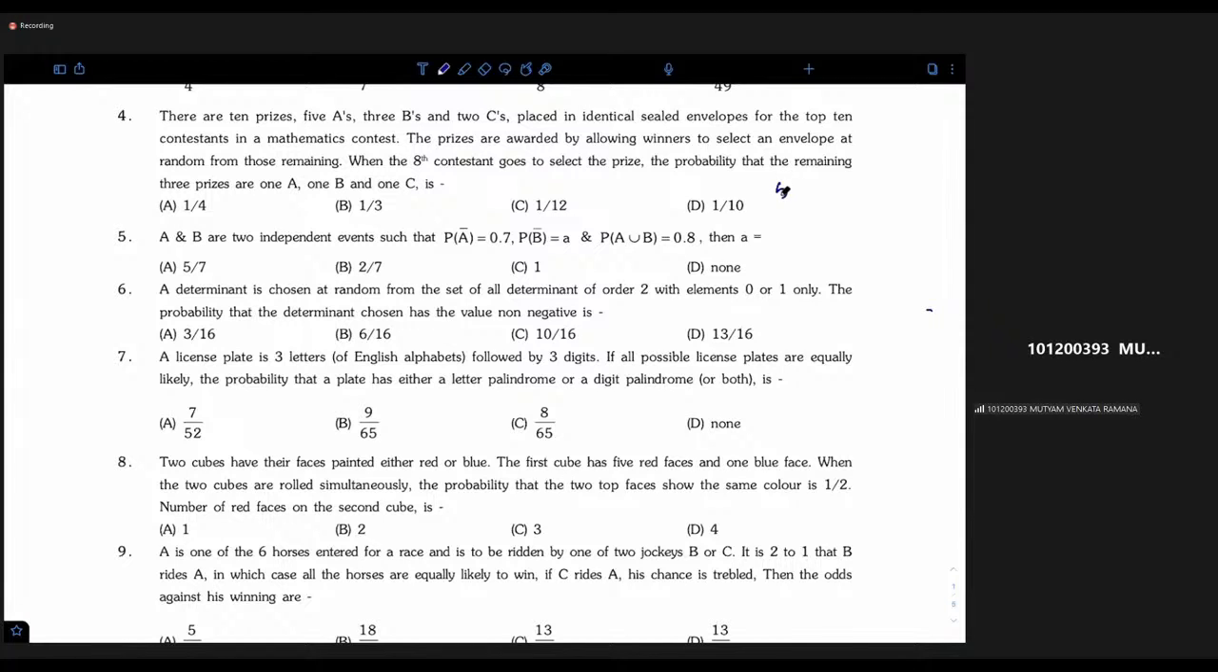So I have 5 A's, 3 B's, 2 C's. These are the things. Out of this, how many ways I can give? So first 7 people should get 4 A's, 2 B's, 1 C.